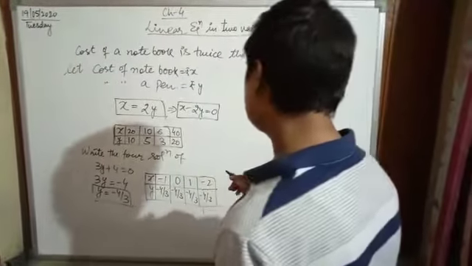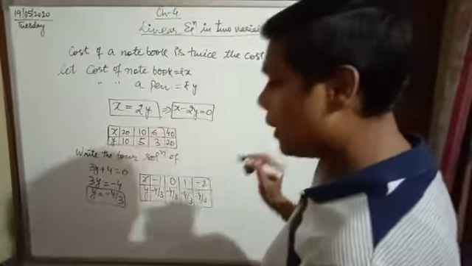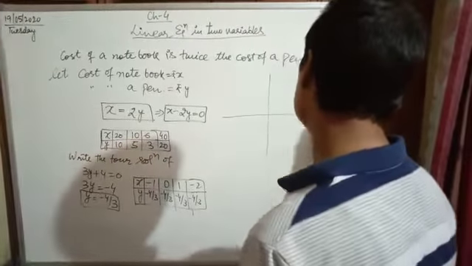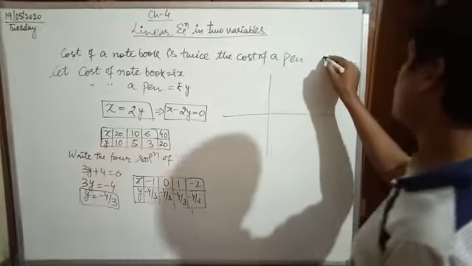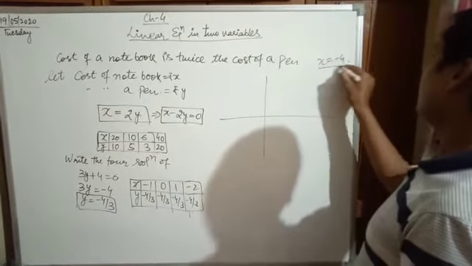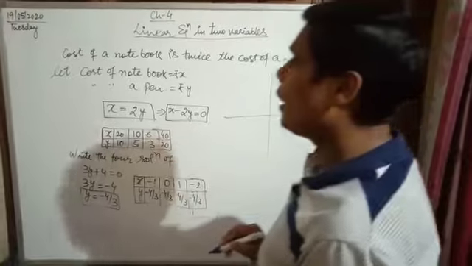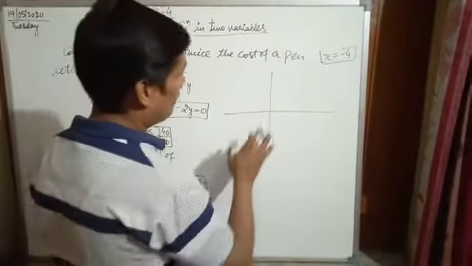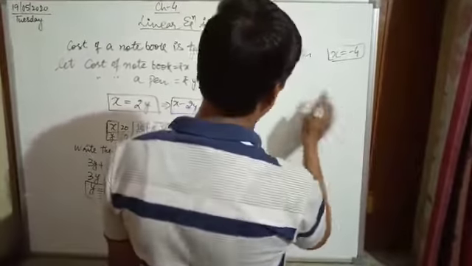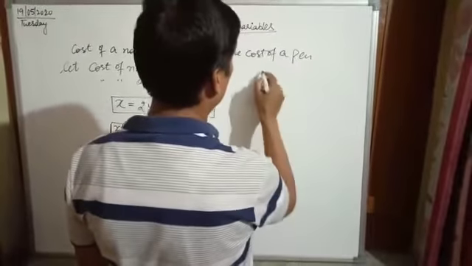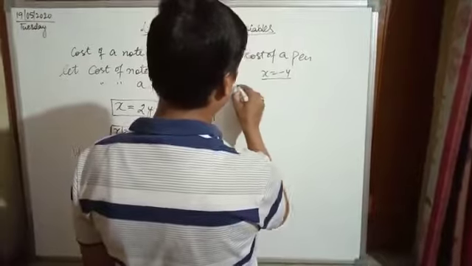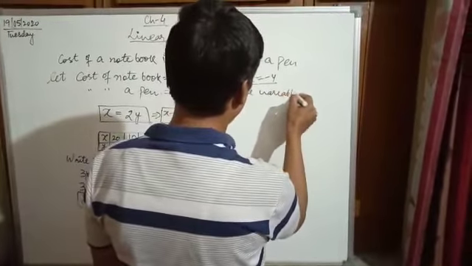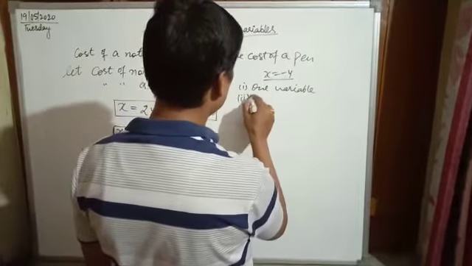Now suppose I want to plot a graph of a single variable equation. I want to plot x is equal to minus 4 on a graph. x is equal to minus 4. First part, one variable, and second part is two variables.